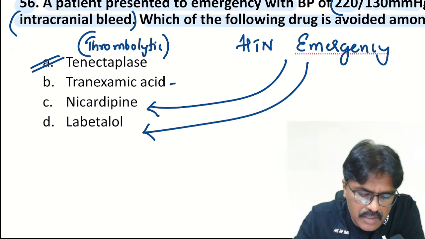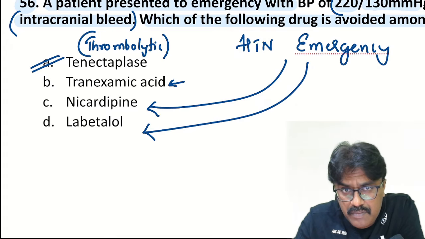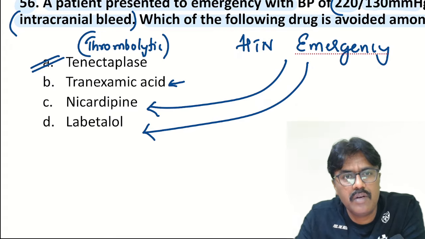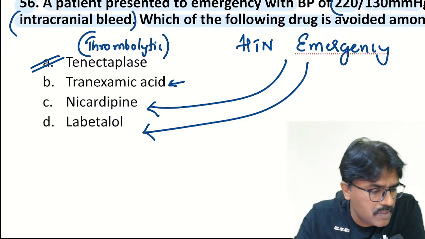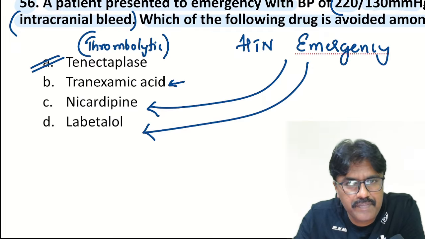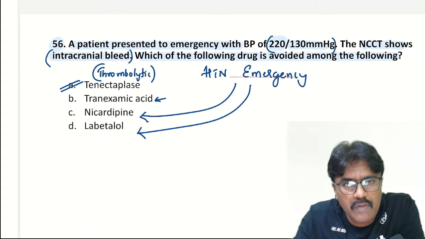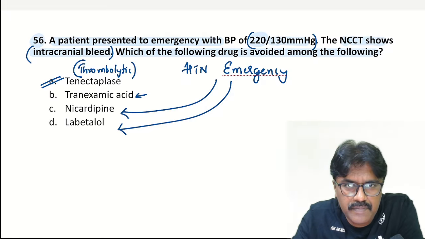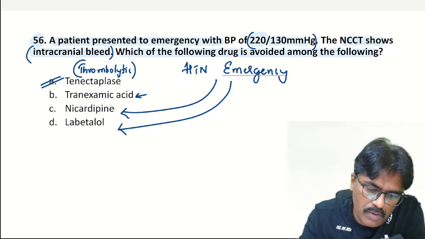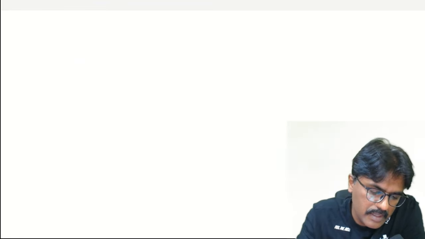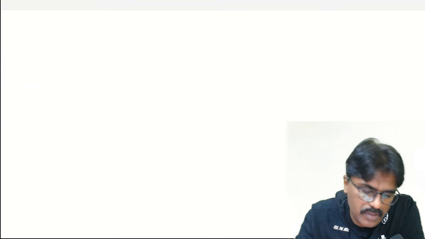Can you use tranexamic acid? No issues. Can be used. But absolutely which should not be used is thrombolytic because already there is a bleeding issue. So avoided is tenecteplase. Right. So what I want to tell you here is certain anticoagulants and their antidotes.